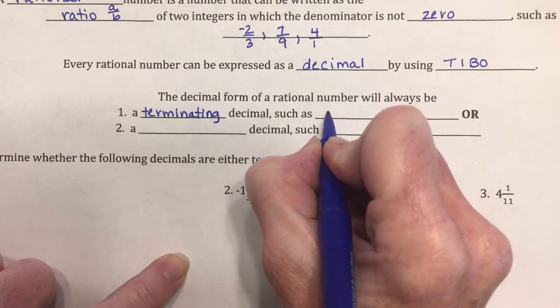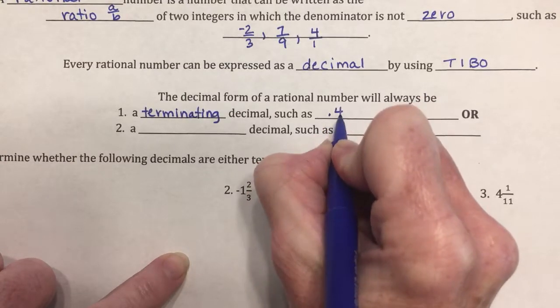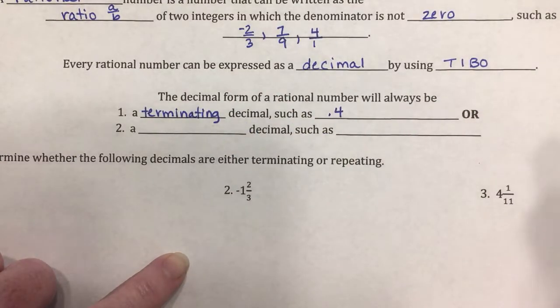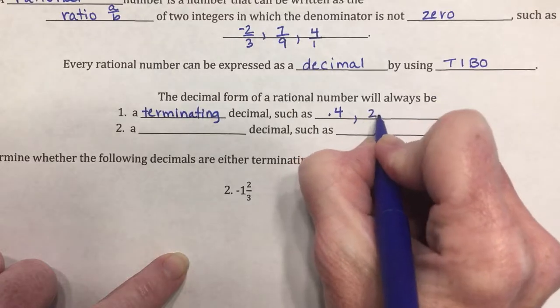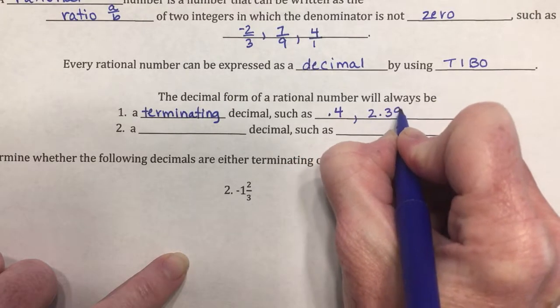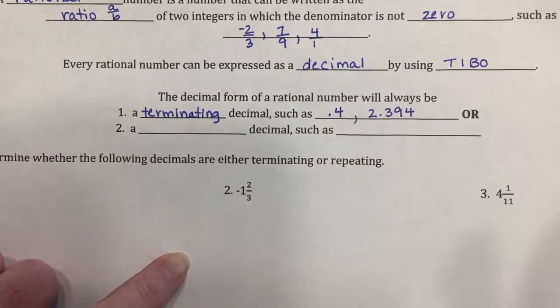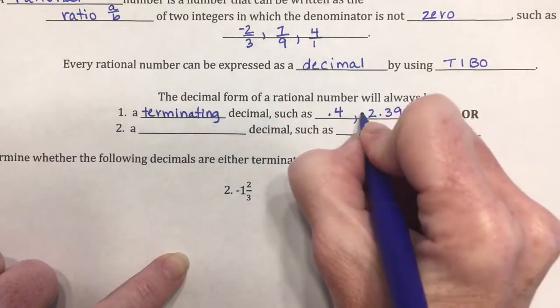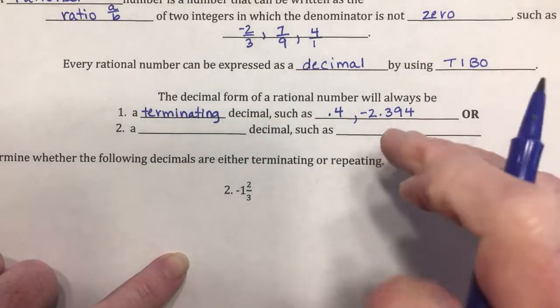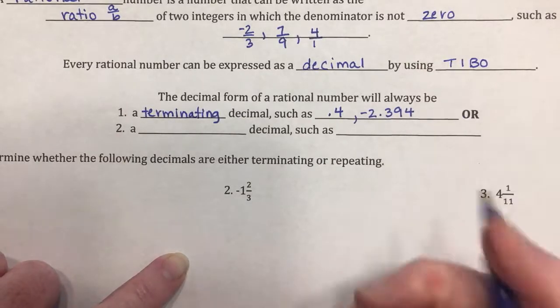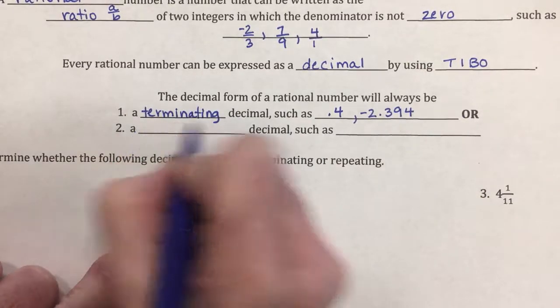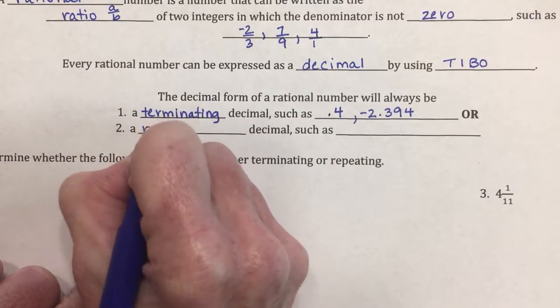So that would be something like 0.4, that's it. It stops, it's 0.4. Or it could be 2.394, but again, it stops, it doesn't keep going. It could be negative 2.394, right? These are decimals that stop. All right. Or you're either going to get one of those or you're going to get a repeating decimal.